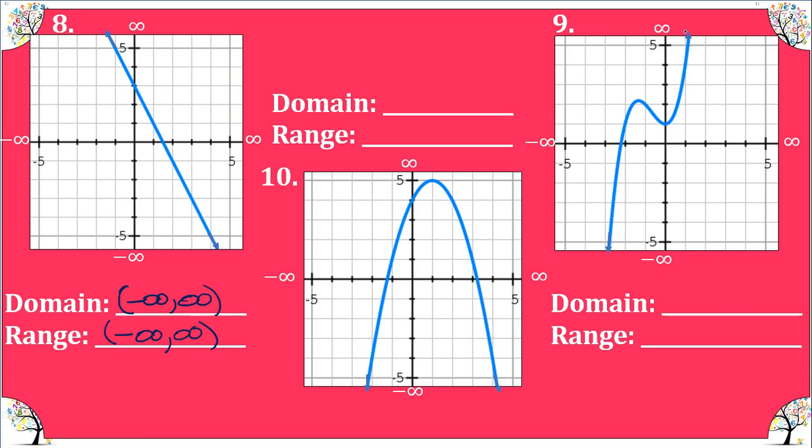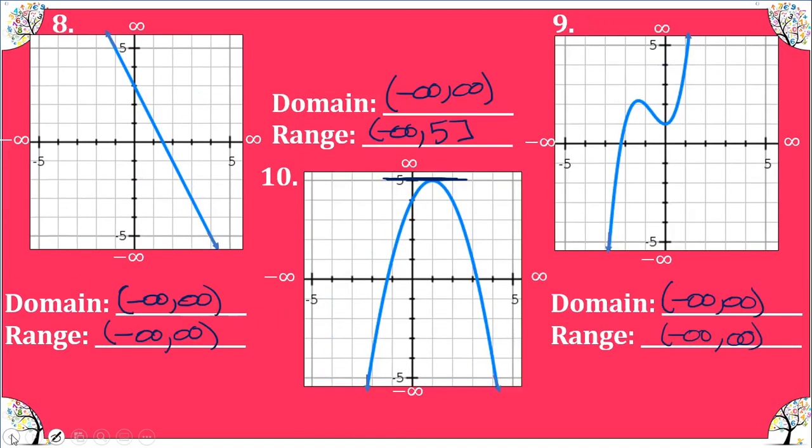Let's skip to number 9. We can see that the domain, this is constantly getting wider left and right. So my domain is negative infinity to positive infinity. It goes down forever and it goes up forever. So my outputs are all real numbers as well. Domain, we have arrows on the end, so the domain is going slightly left and slightly right. The range is going down forever, but it has a ceiling here. It stops at the 5, and we're going to use a bracket.